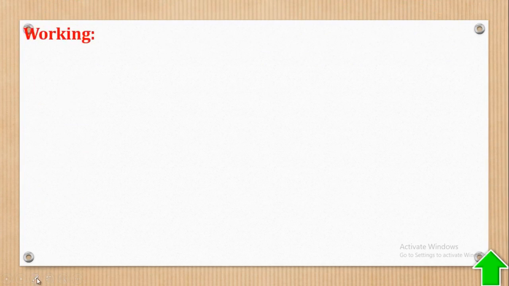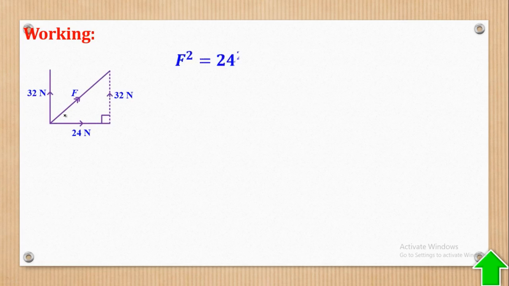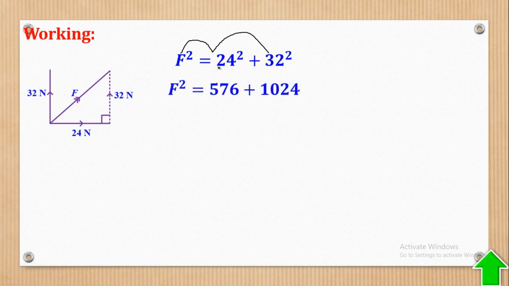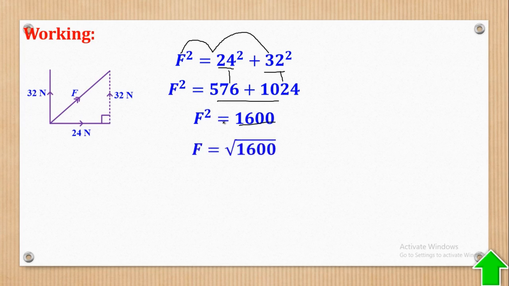So we shall come here and say that first of all we need to get the resultant force. Since they are right angles, we shall use Pythagoras theorem. Therefore F squared is equal to 24 squared plus 32 squared. Use a calculator. This gives you 576. This gives you 1024. When I add the two, I'll come up with 1600 and put square root on both sides to come up with F equal to 40 newtons.